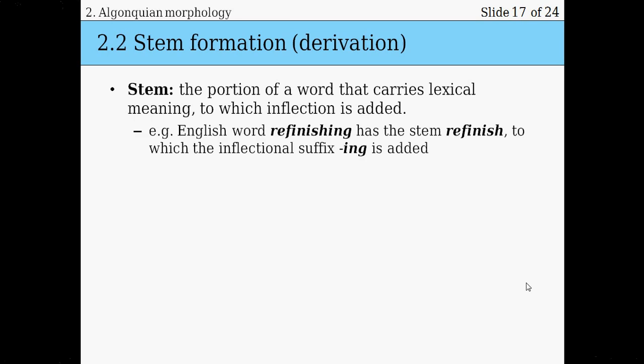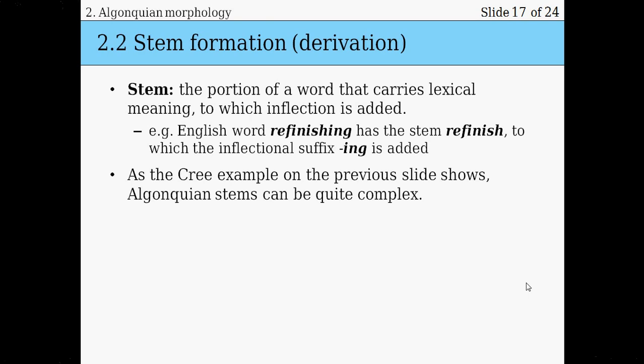As a basic example, take the word refinishing in English. There are three morphemes here. There's a stem, refinish, which consists of a morpheme re and a morpheme finish. And that's the meaningful part of the word, the lexically meaningful part. And then we have an inflectional suffix, ing, that we add for particular grammatical reasons.